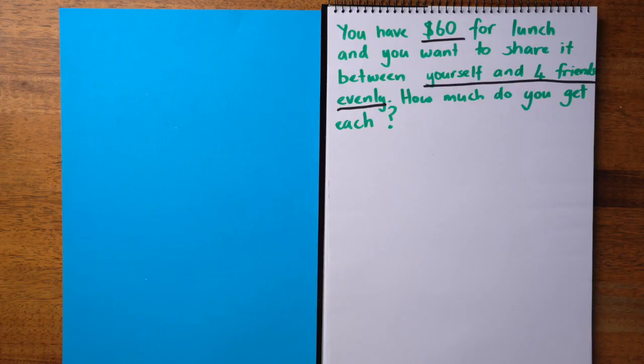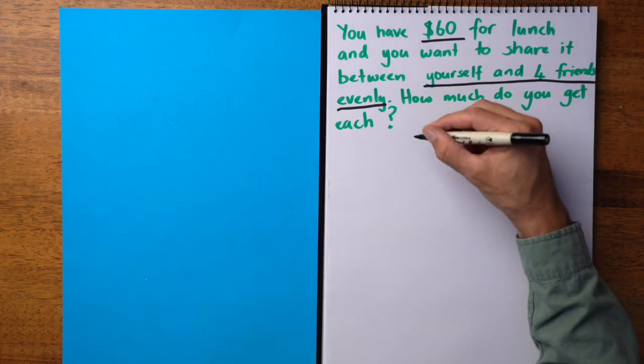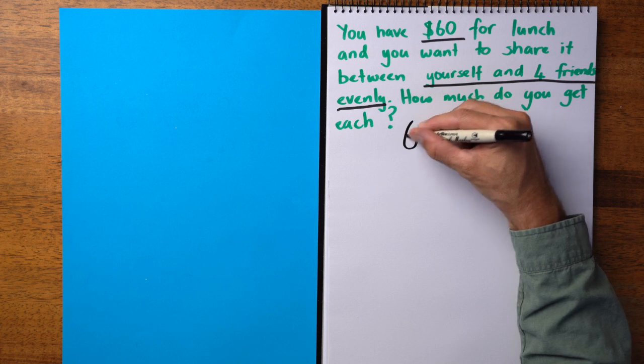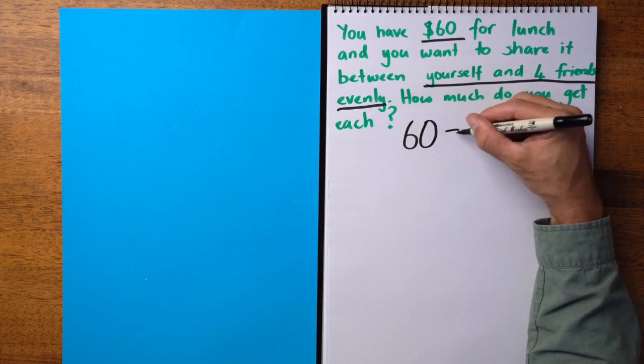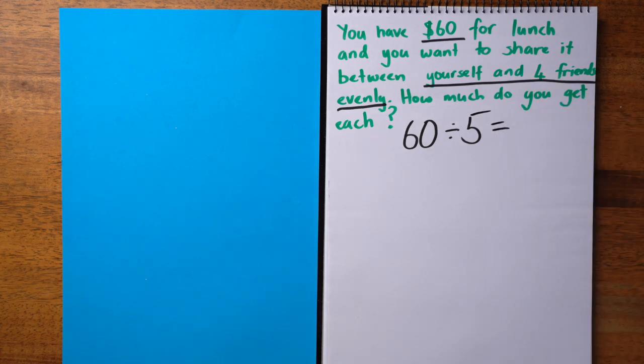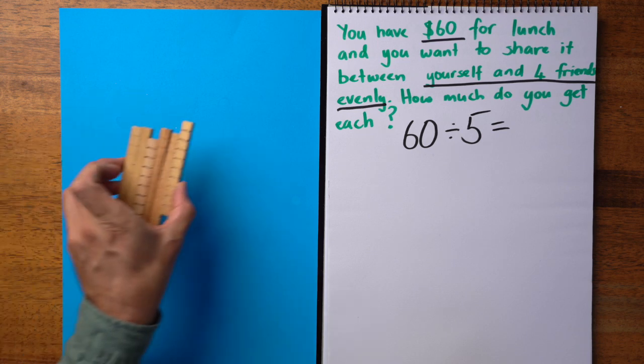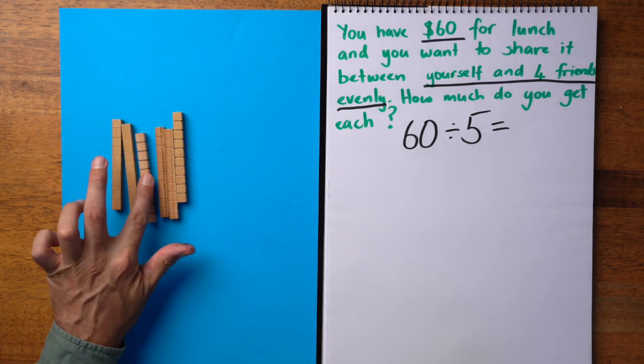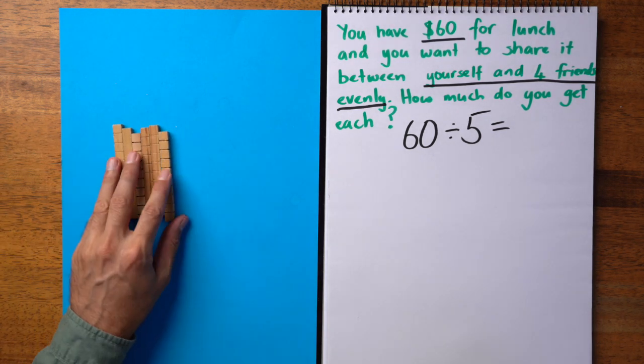There is a little bit of a trick in this question. It asks for yourself and 4 friends, meaning that we're actually going to have to share between 5 people, your 4 friends plus yourself. We could write it as a number sentence like this, 60 shared between 5 equals. All right, so let's make it. 60 has 6 tens, 1, 2, 3, 4, 5, 6, and no ones.